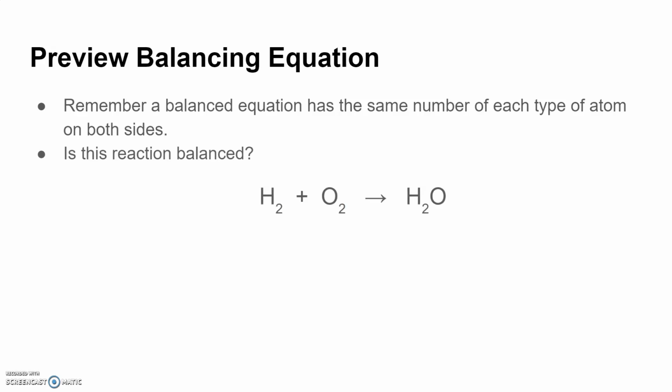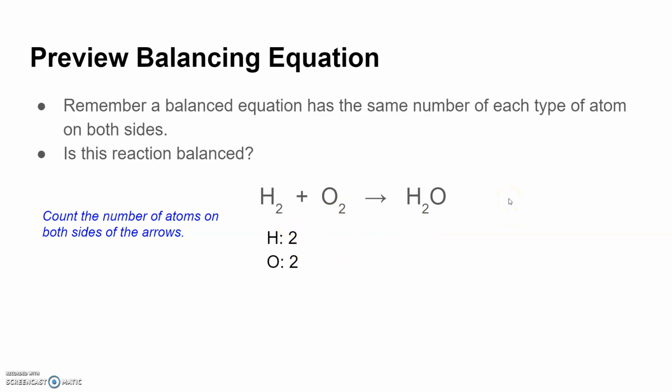We have H2 plus O2 goes to form H2O. In order to see if it's balanced, we're going to count the number of atoms on both sides of the arrow. Let's start on the reactant side, which is the side to the left of the arrow. I have 2 hydrogen atoms, and I know that because the subscript 2 tells me there are 2 of them. And I have 2 oxygen atoms, same thing because of that subscript. So I'm going to tally up 2 hydrogen and 2 oxygen atoms.